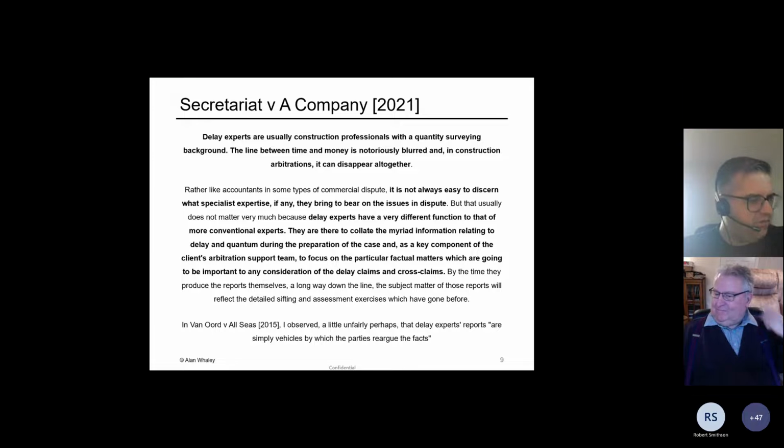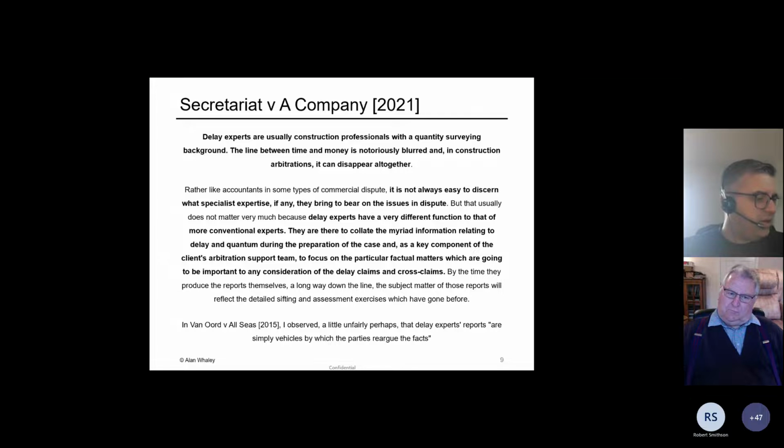Another case that I just wanted to show you was this case, Secretariat versus a company. The case dealt with a conflict of interest dispute, actually, but as it turned out, Sir Justice Coulson, who heard this case in the Court of Appeal, had to think about what delay experts do. And what Coulson said was this: delay experts are usually construction professionals with a quantity surveying background. That's a bit controversial. I think the planners might disagree, but he's probably right at this level. The line between time and money is notoriously blurred, and in construction arbitrations, it can disappear altogether.